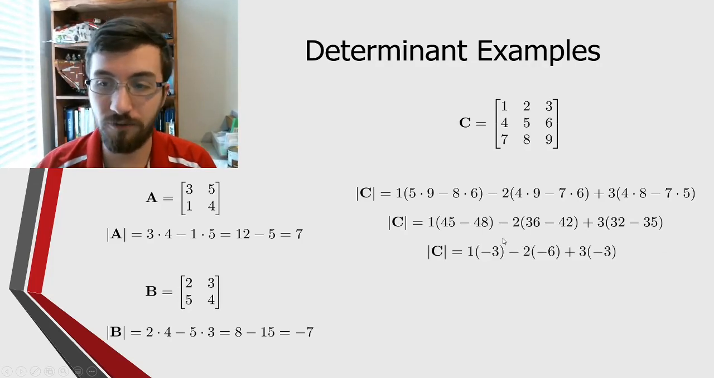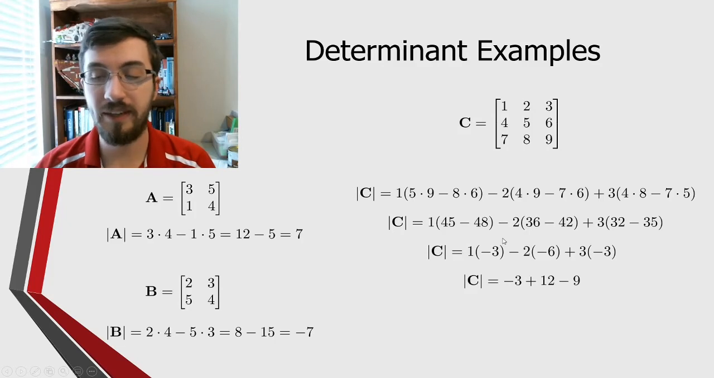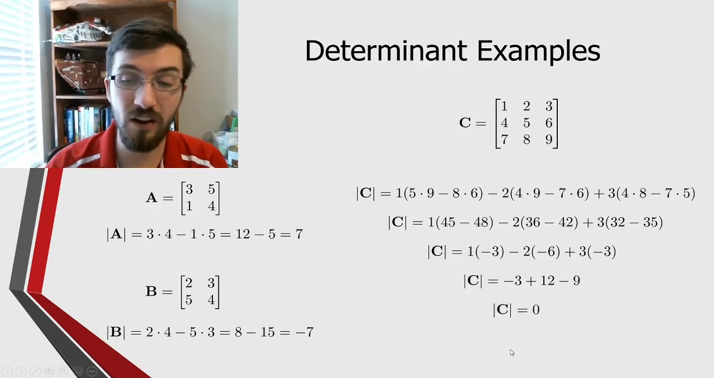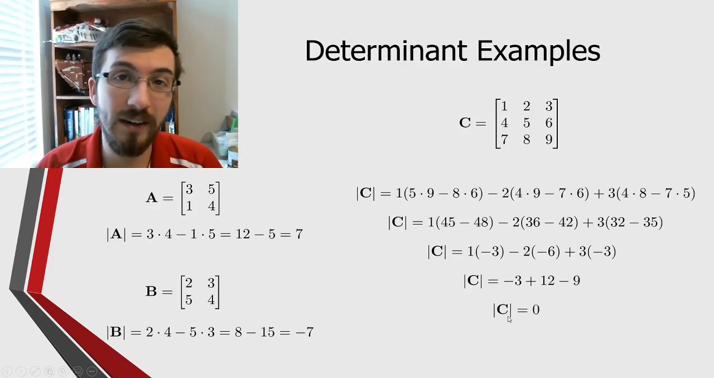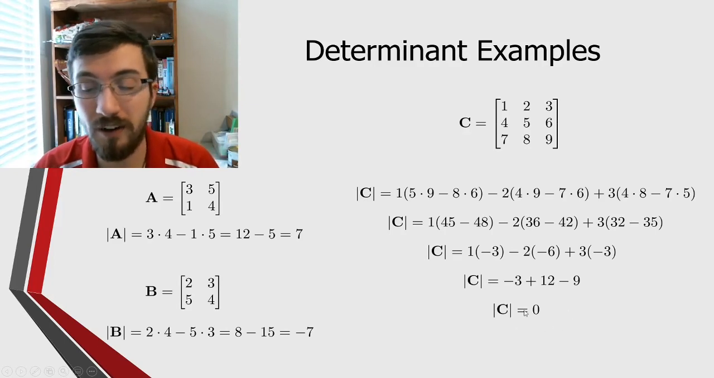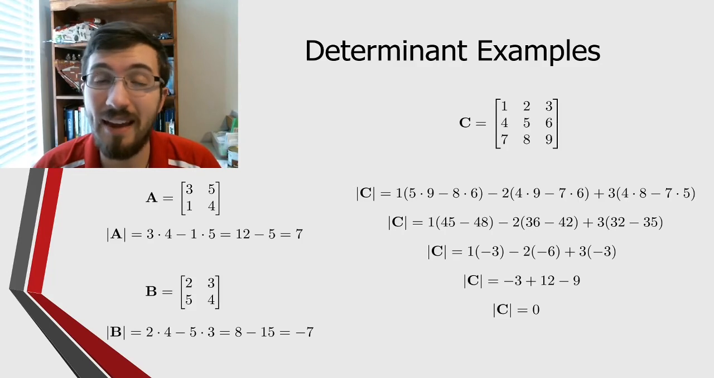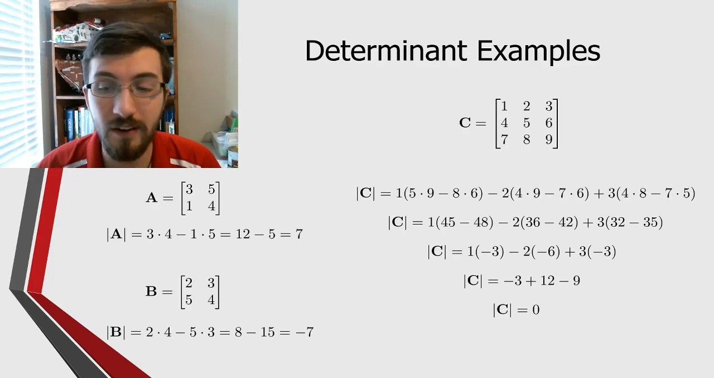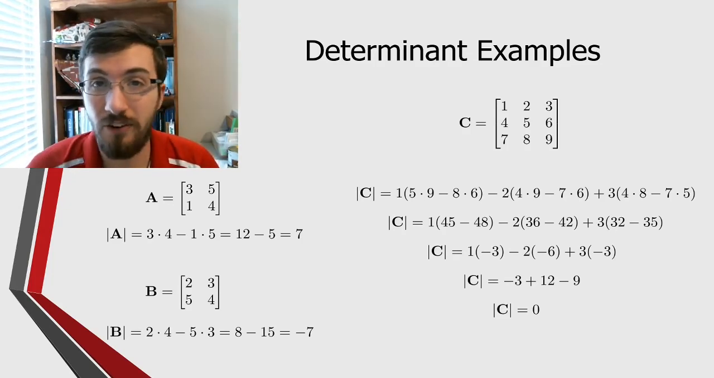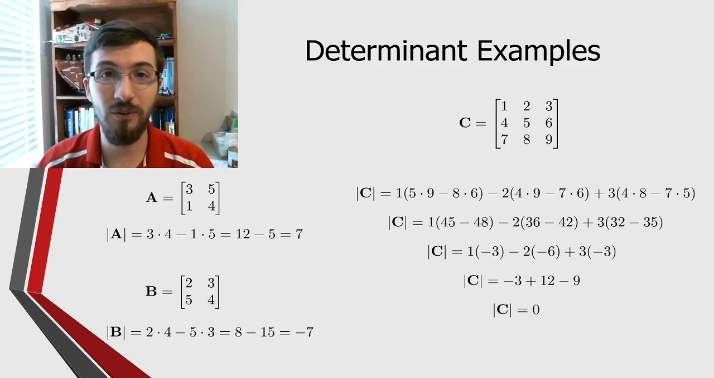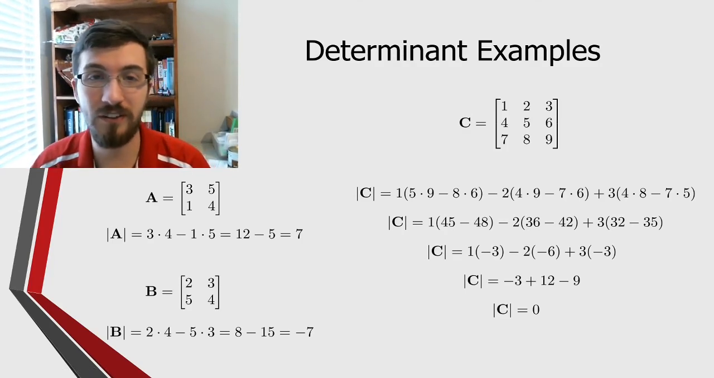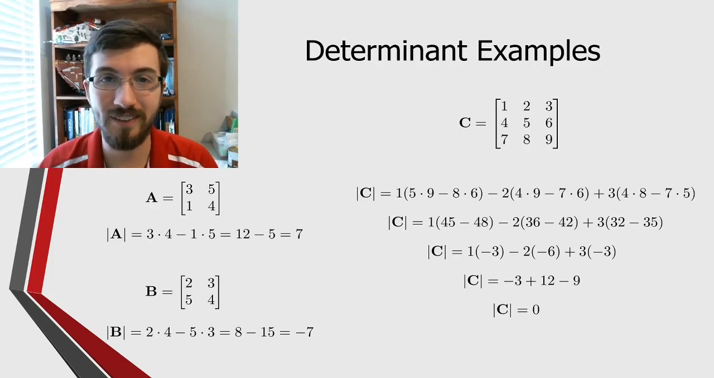We simplify it a little further. We keep going, and we actually get down to a determinant of 0. The determinant of matrix C is 0. That's okay. That happens. That's allowed. A determinant is just a number. So there you go. You are now an expert on 2x2 and 3x3 determinants.